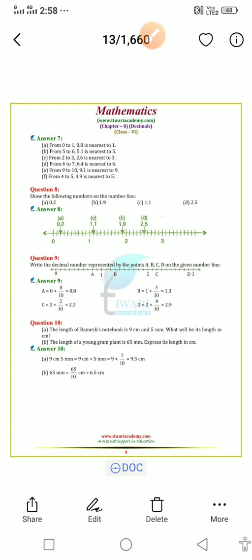The length of Ramesh notebook 9 centimeter and 5 millimeter. What will be its length in centimeter? You know very well from above examples we have to convert millimeter into centimeter. Same way B question is there. I hope you got 8.1 exercise well.